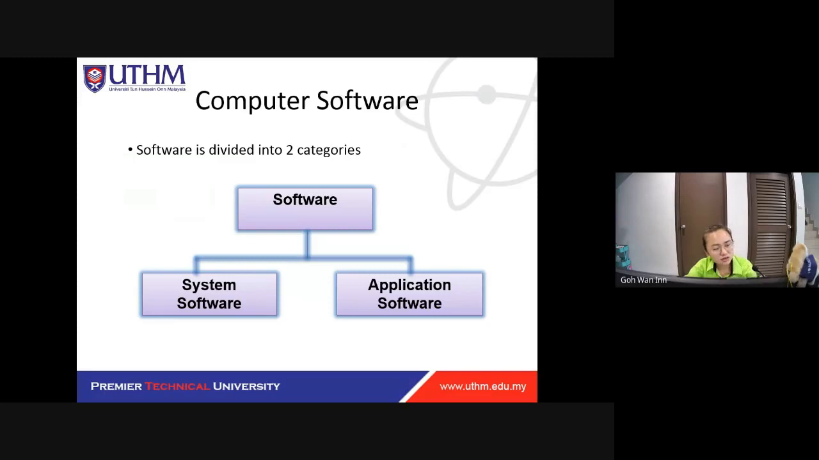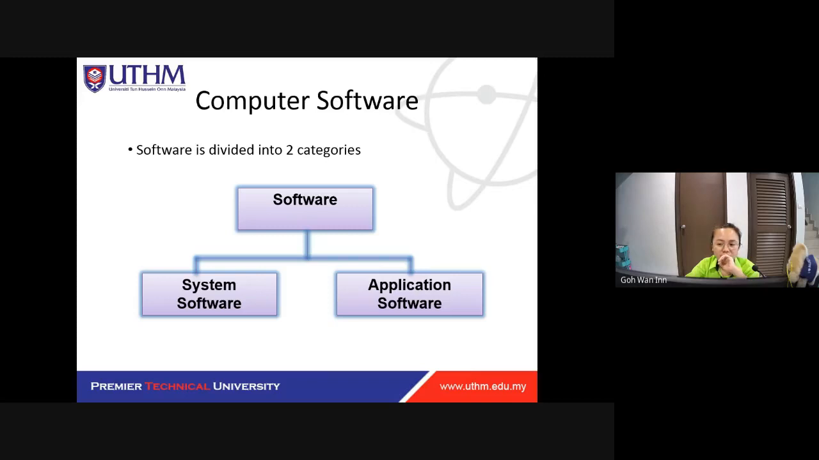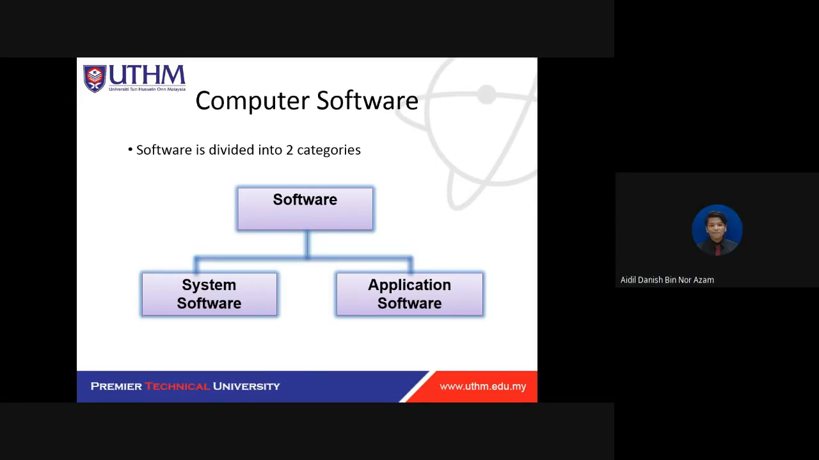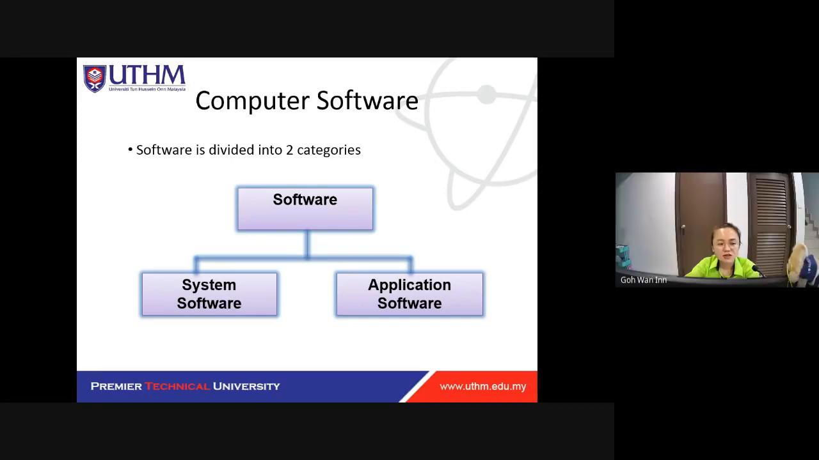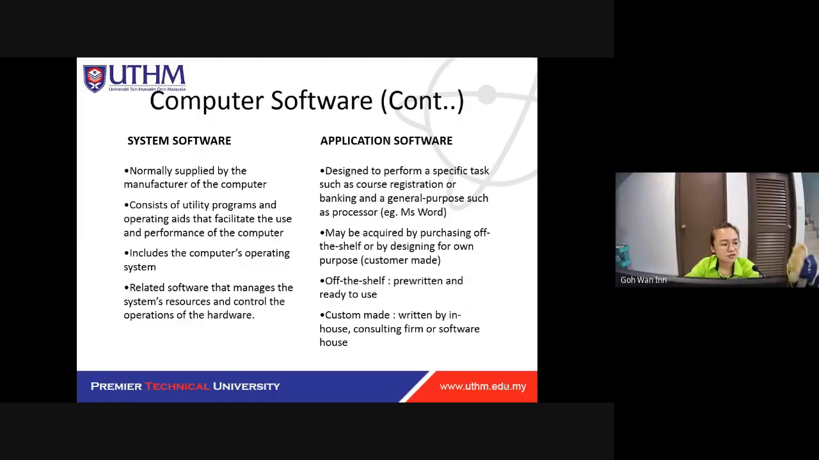So software, as I said, is divided into two categories: system software and application software. So what do you think about Python? Is Python system software or application software? What kind of software do you think Python is? System? No, application. Application software, later you will see.